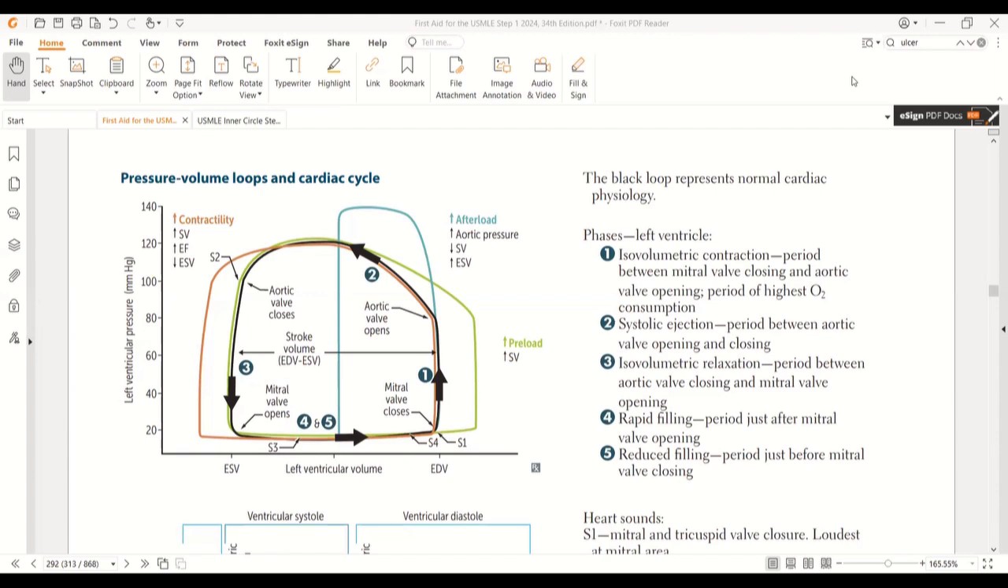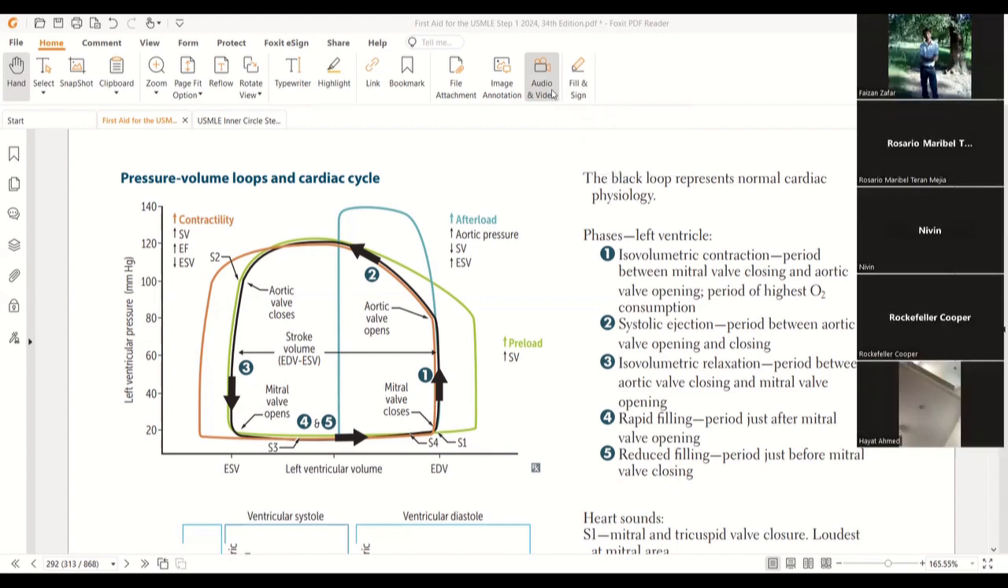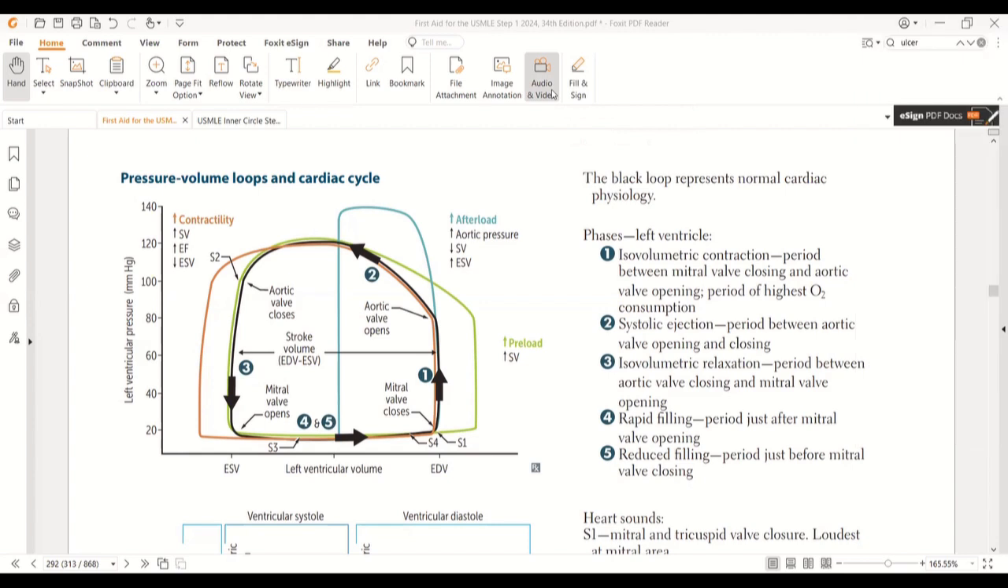Okay, so we're discussing contractility. What happens when contractility is increased? Stroke volume is increased, we already discussed. Ejection fraction is increased, and end systolic volume is decreased. So they are asking these things on the curves, on the loop.